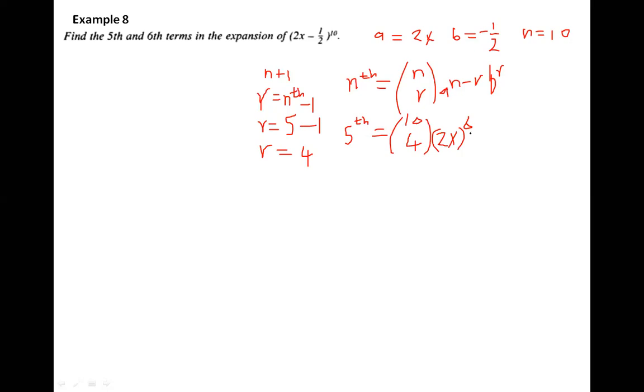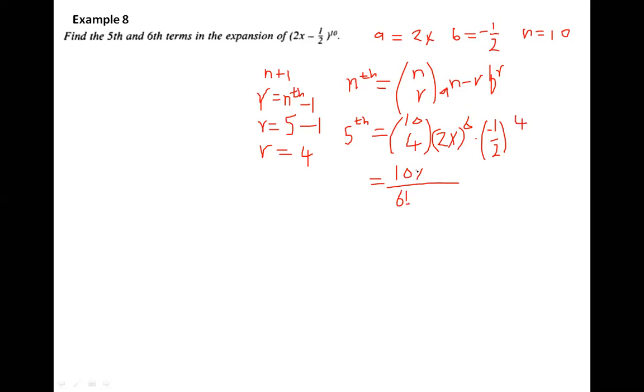so 10 minus 4, you get 6, and then you multiply this with b to the power r. Which one is my b? My b is negative half, raised to power r, which is 4. As simple as this, you just now need to simplify this. In simplifying this, you write 10 there on top. Before you start putting the factorials, you subtract 10 minus 4, you get your 6 factorial.